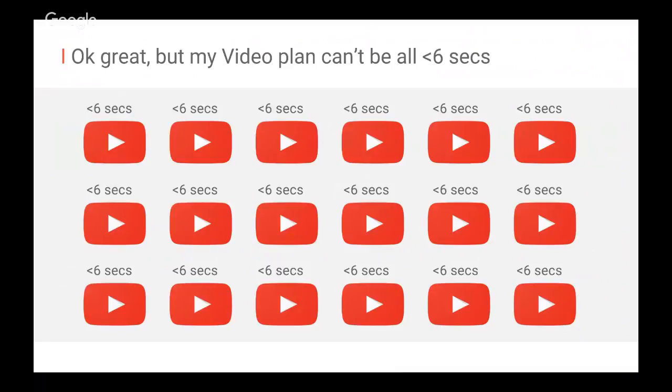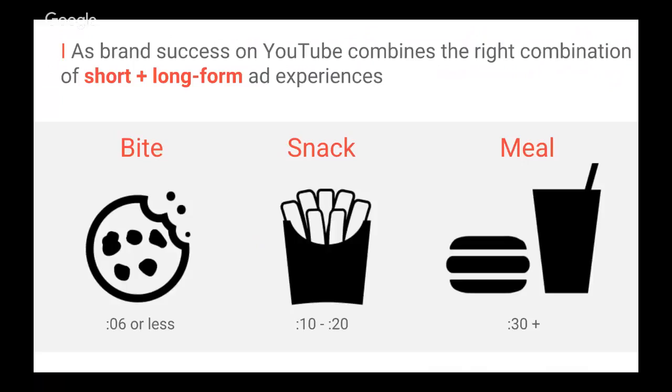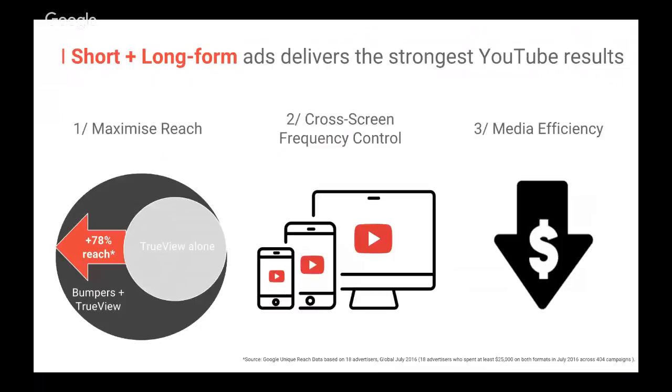Okay, you say, that's great, but my video plan just isn't suitable for all 6-second ad formats. And you know what? That's absolutely fine. Actually, what we found is that bumpers work exceptionally well as part of a mix of short and long ad formats. So think of bumpers as the bite before the snack, your TrueView campaign, before your meal, your reserve buy. We know that a mix of short and long form drives the best results.